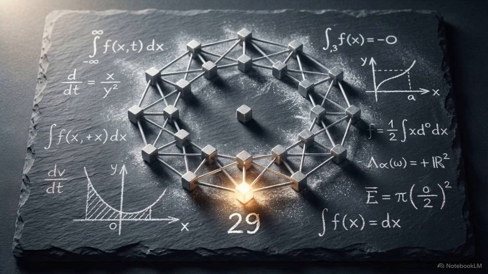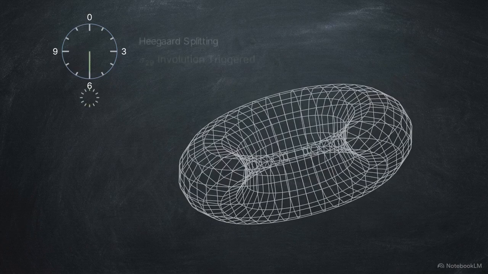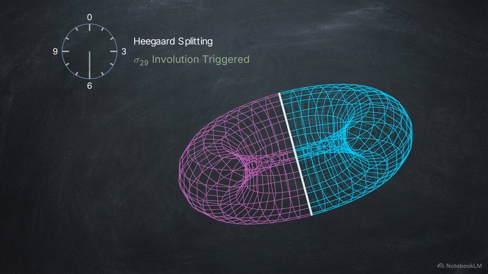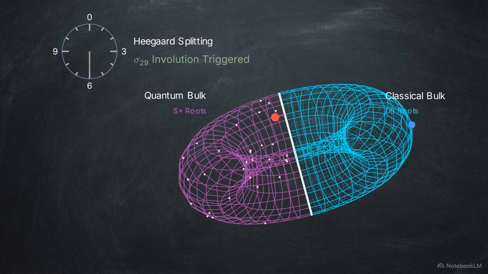The critical interaction occurs at step 6, correlating to toral position 29. This is where the sigma-29 cross-parity involution triggers. This Heegaard splitting divides the spatial volume into a classical, resolved region and a quantum, unresolved region. At this boundary, the left and right walkers fire simultaneously.